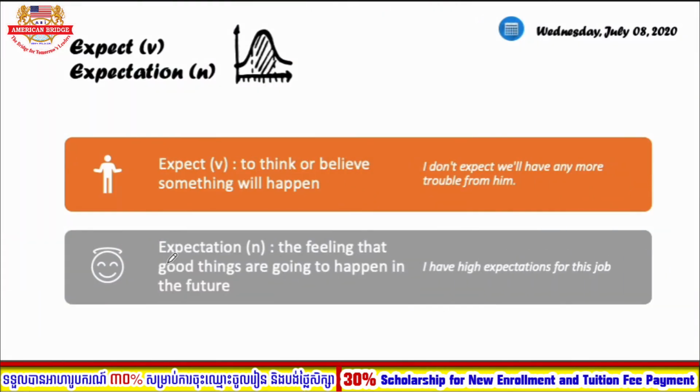Let's move on to another word, which is expect and expectation. So the first word, expect, has two syllables and functions as a verb, and the noun of this verb is expectation. There are four syllables. So let's look at the meaning of the word expect as a verb.